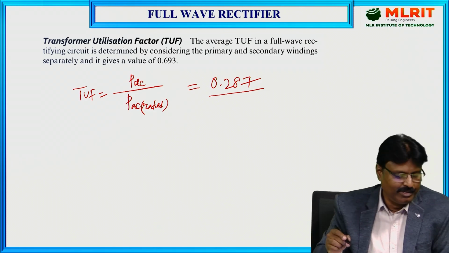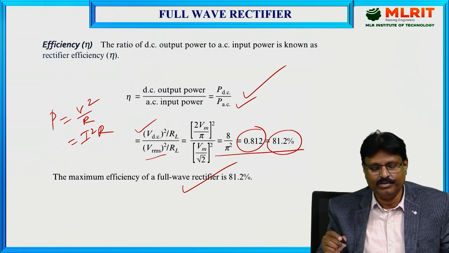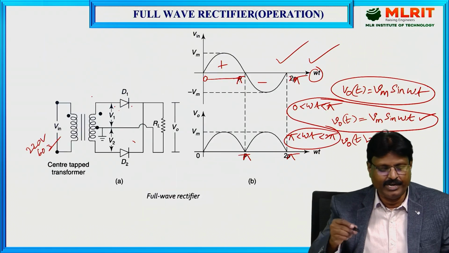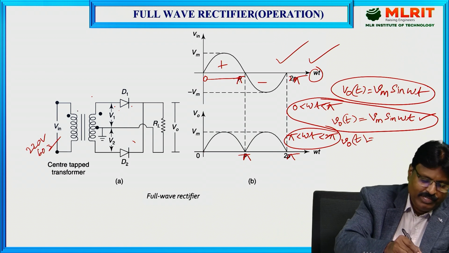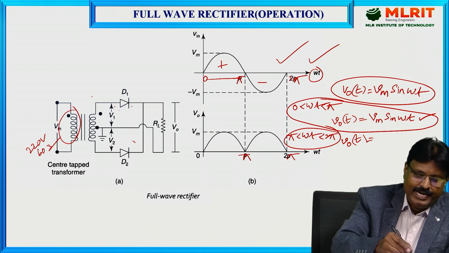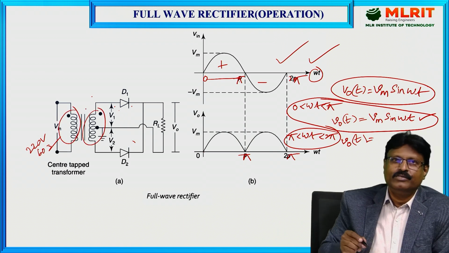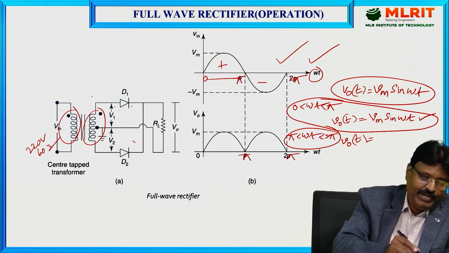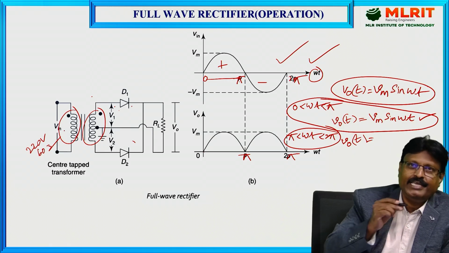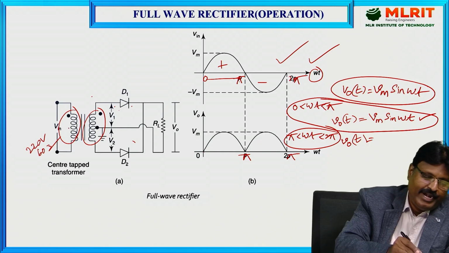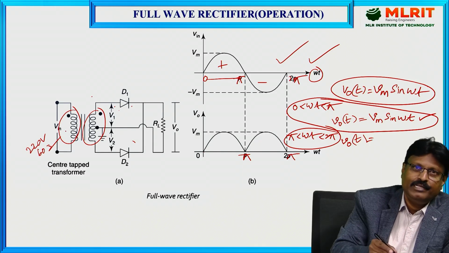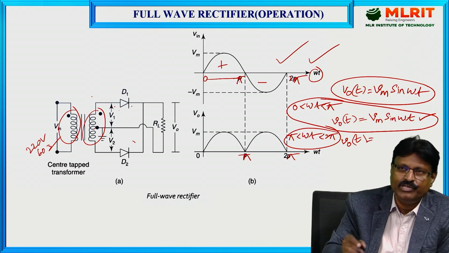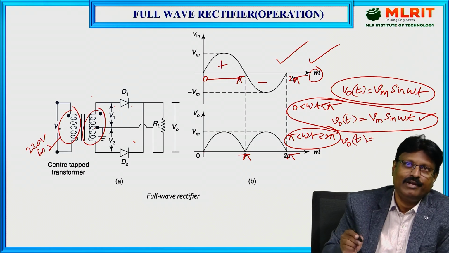If you observe the full wave rectifier circuit, let us go to the circuit diagram. As you can see here, this is a primary winding and this is a secondary winding. So while calculating the value of TUF, we need to consider the primary as well as secondary. The primary winding TUF you need to calculate, and the secondary TUF you need to calculate, and you need to go for the average of the two. Okay, that is the process of calculating TUF.